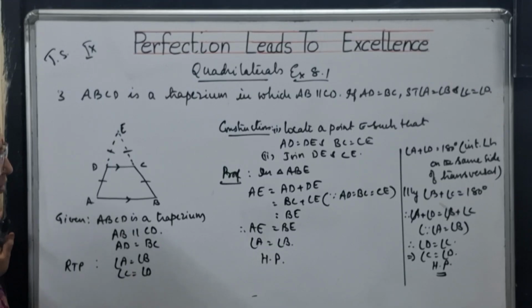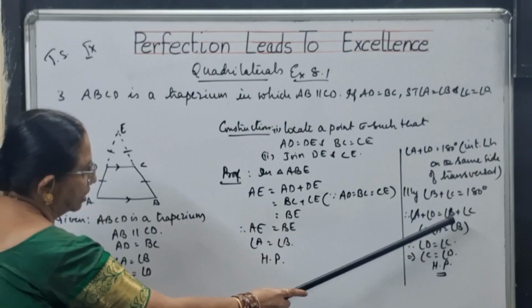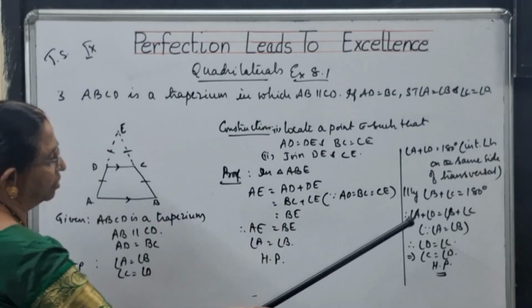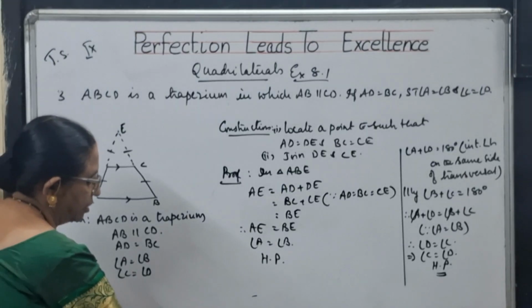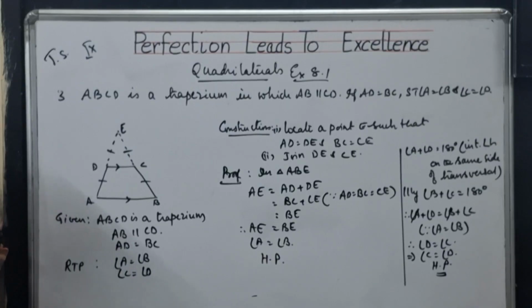So when the RHS are equal, the LHS will be equal. Angle A plus angle D is angle B plus angle C. Angle A and angle B we can cancel because angle A is equal to angle B. So what is left behind? Angle D is equal to angle C. This is how you can prove this, children. Please note it down.